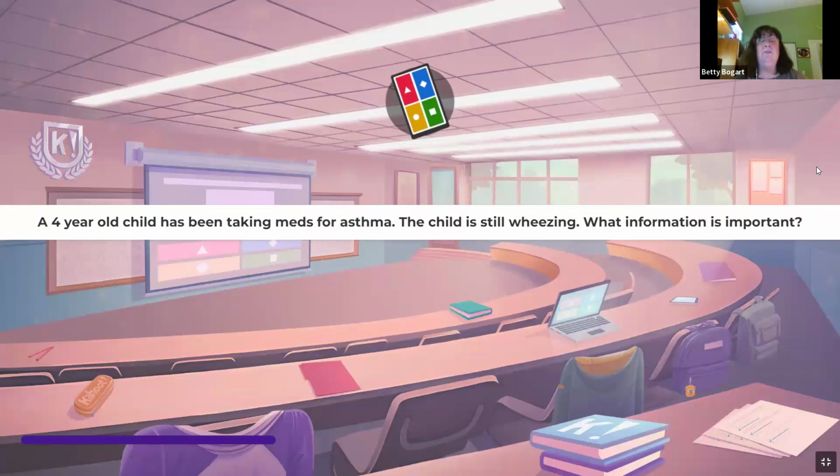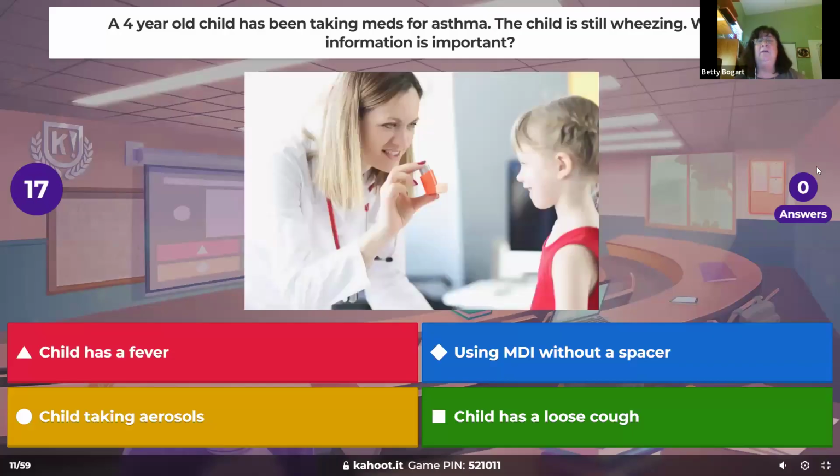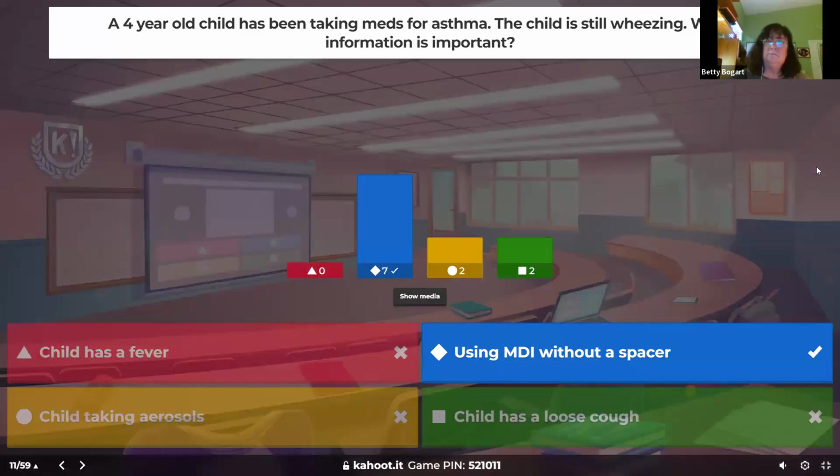A 4-year-old child has been taking meds for asthma and is still wheezing. What information is important to ask about this? Why? What's some information you need to know? Many times you'll have parents with these MDIs who don't know how to use that little spacer. So teaching them how to use it is very important. Never assume they know how, always show them.